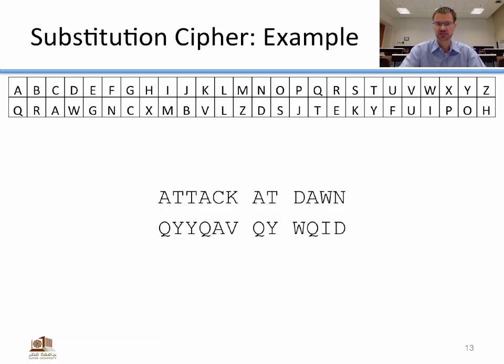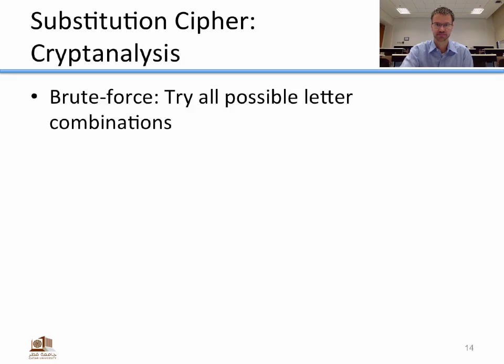And decryption would be just as simple, except I would go in reverse. Instead of looking up in the top and reading the bottom, I would look up in the bottom and read at the top. So, Q becomes A. Y, got to search for Y. Here it is. Y becomes T. A becomes C, etc., etc. So decryption is fairly simple as well, as long as you have this table that translates the possible substitutions.